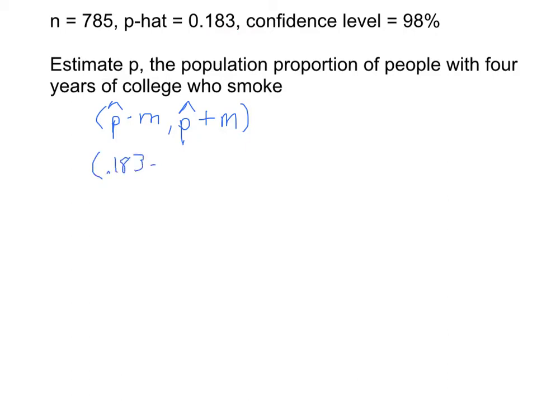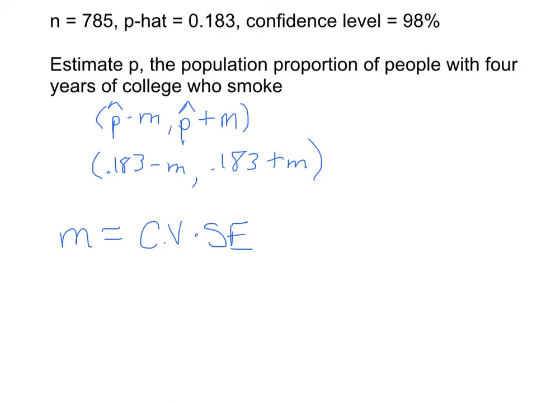0.183 minus margin of error and 0.183 plus some margin of error. So all we have left to do is find out what our error is. And remember that we know that the margin of error is going to be the critical value times the standard error. Well, we already know that if we meet our requirements, we can find our standard error.